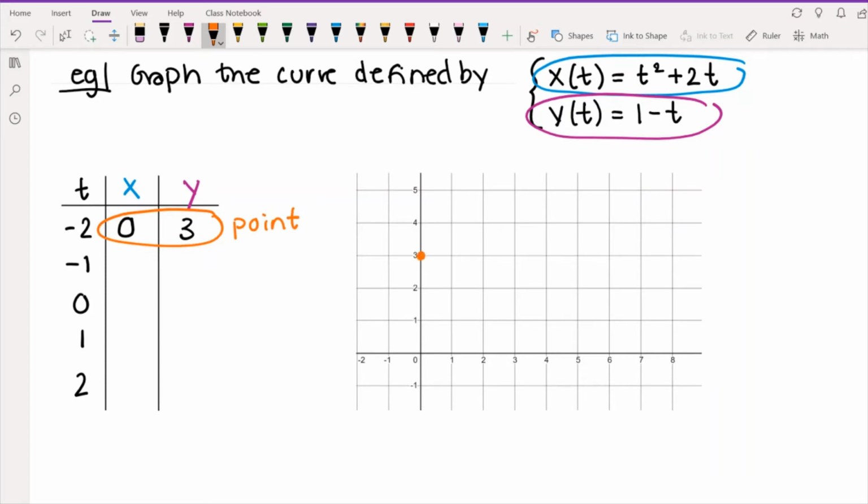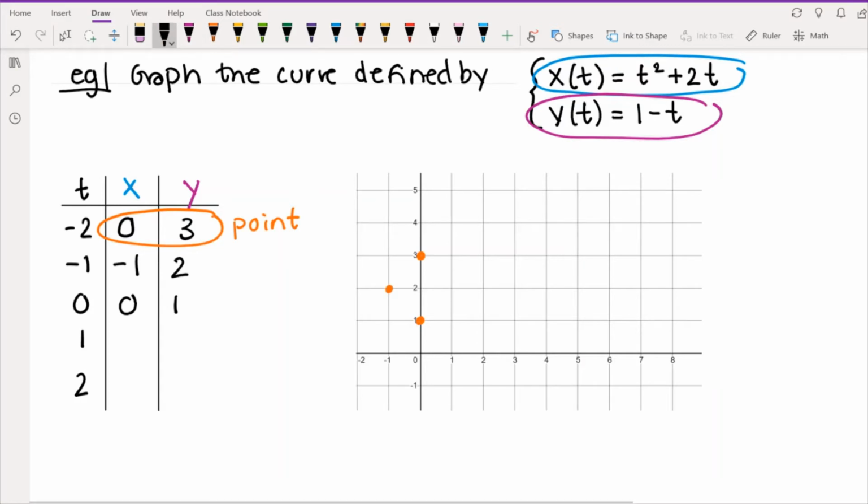And then the next point we would get is, so we plug in -1, and that would give us 1 minus 2, so that's -1. And then for y, we have 1 minus -1, so that's 2. So our next point is -1, 2. And if we plug in 0, we get 0 for the first one and 1 for the second one. So we have the point 0, 1.